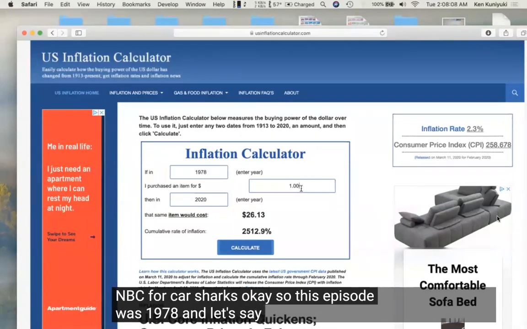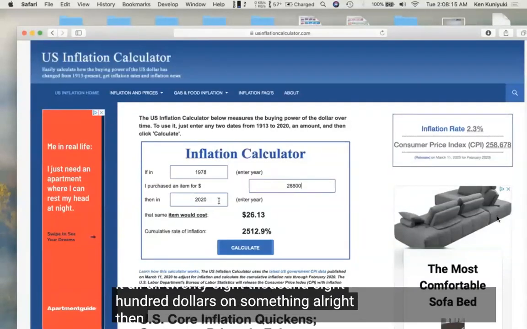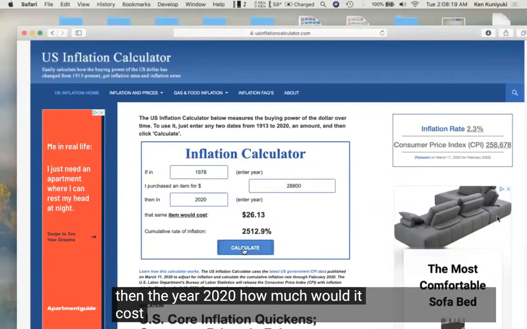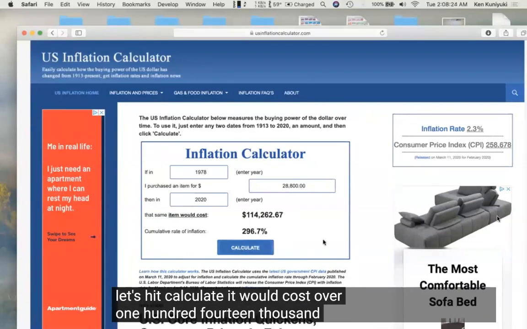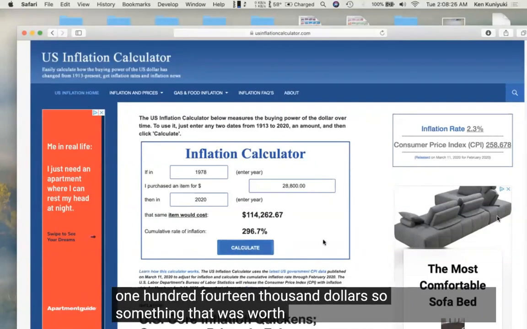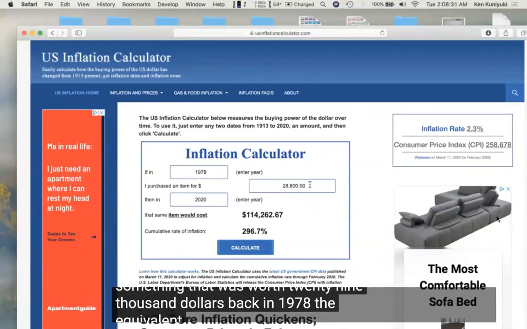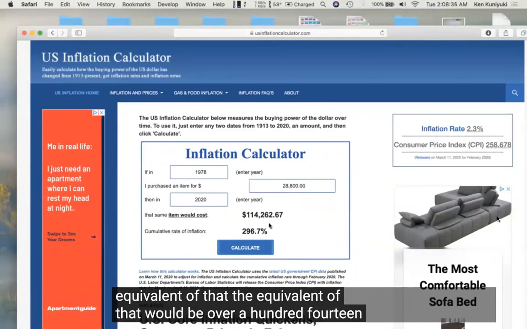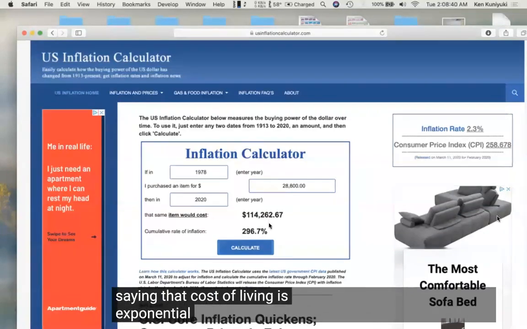Let's say that Norma spends it all, $28,800 on something. Then in the year 2020, how much would it cost? Let's hit calculate. It would cost over $114,000. So something that was worth $29,000 back in 1978, the equivalent of that would be over $114,000 in 2020. I'm basically saying that cost of living is exponential.